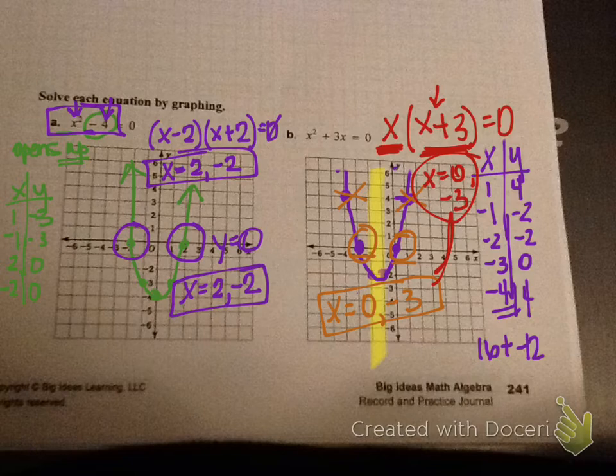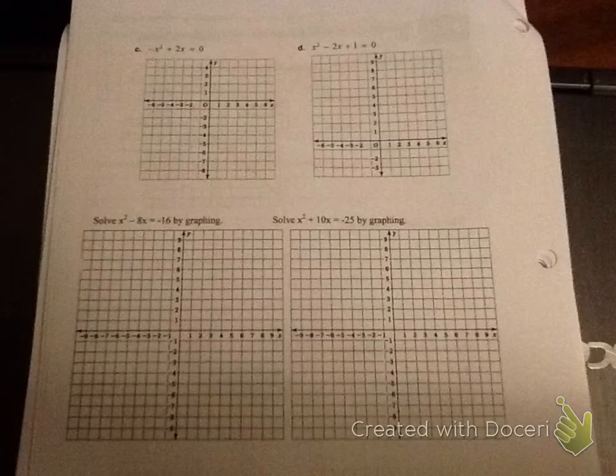So we're just looking for the zeros. Where does my parabola cross the x-axis? Alright, looking at this next set of problems, C and D, we are going to try these. -x squared plus 2x equals 0.